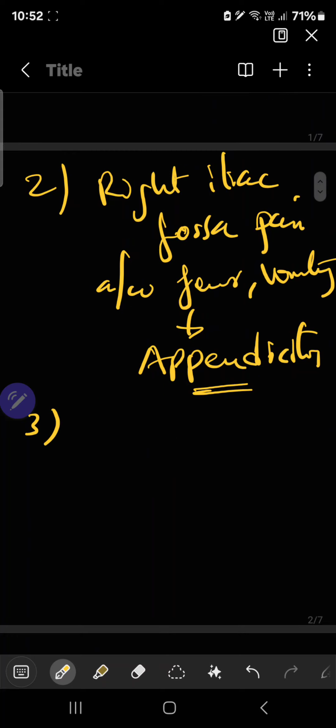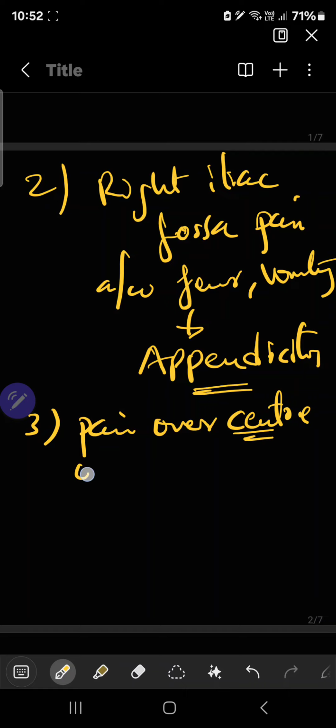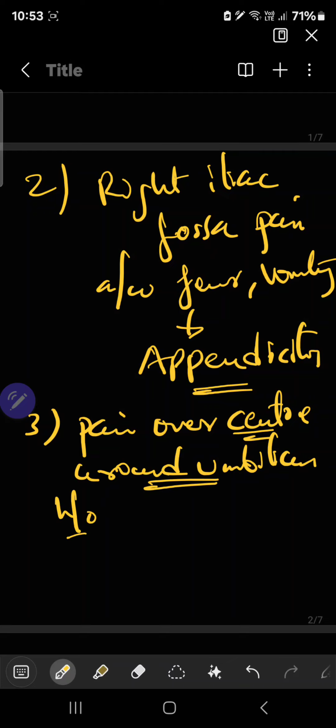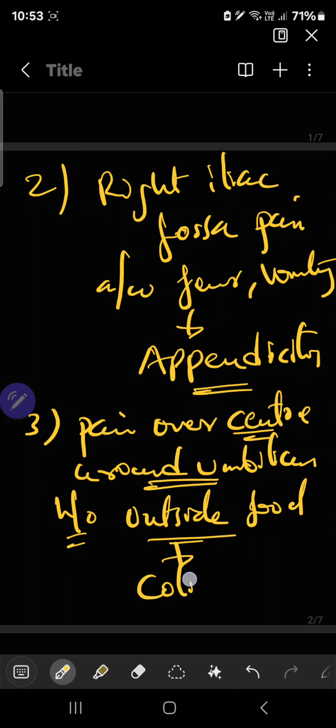Number 3, pain over the center, that is around the umbilicus. So usually the history will be of having outside food. That could be colitis.